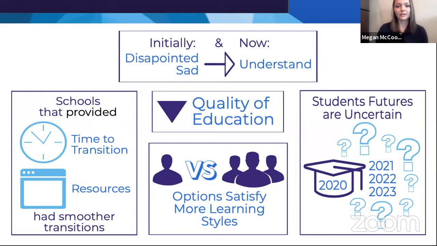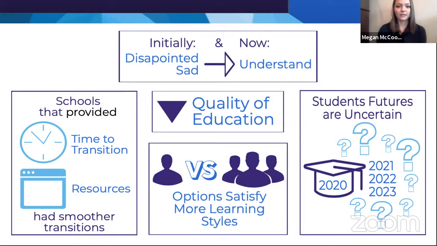The quality of education has decreased in the online environment. Learning styles affect students' work progress online, and in order to best satisfy all students, they prefer options to choose what best suits their learning style. The schools which provided extra time for the transition and adequate resources for both the professors and students had a smoother transition to online. Students are not only affected this academic year, but they're uncertain of their future, whether it's their internships, jobs, or next year's schooling.